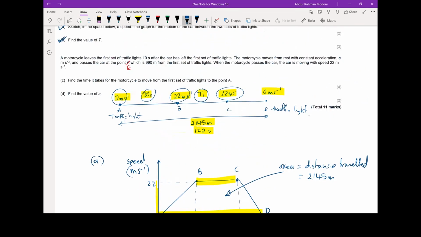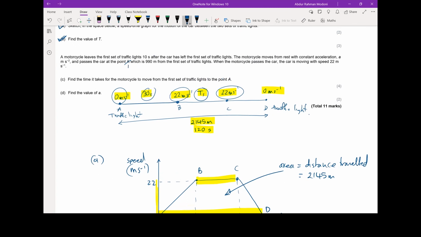Then it goes on to say a motorcycle leaves the first set of traffic lights 10 seconds after the car has left the first set of traffic lights. The motorcycle moves from rest with a constant acceleration, 8 meters per second, and passes the car at the point A, which is 990 meters. They've talked about the point A. Now I've already used point A as my starting point, so I'm going to change that to E. Just a different letter, that's all, to help me not get confused.